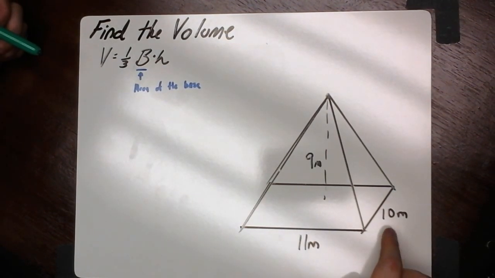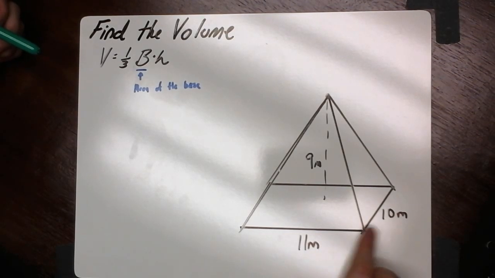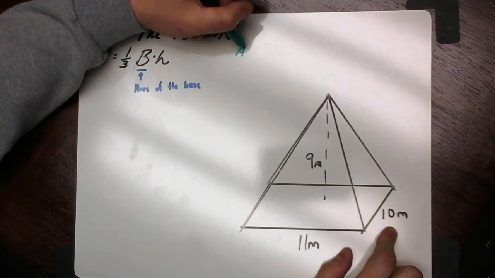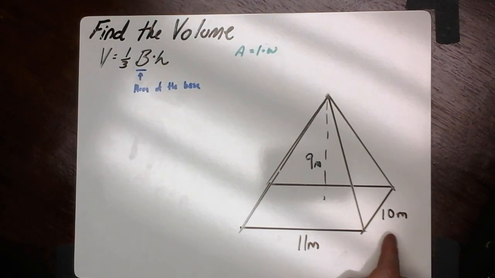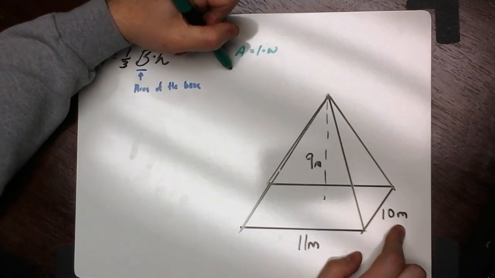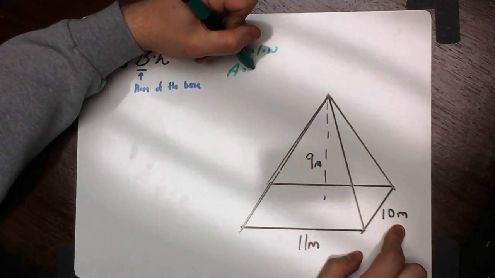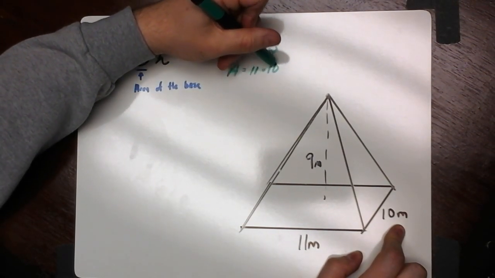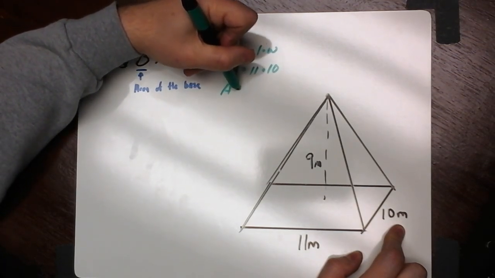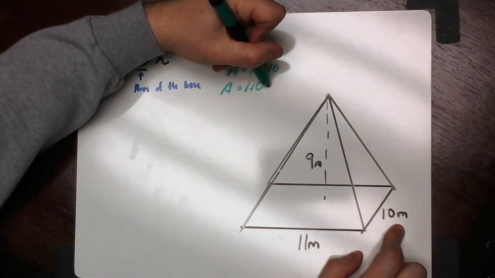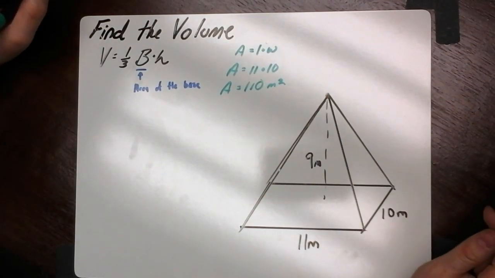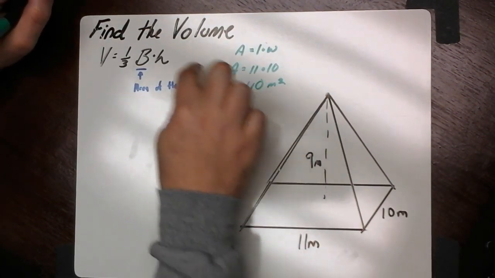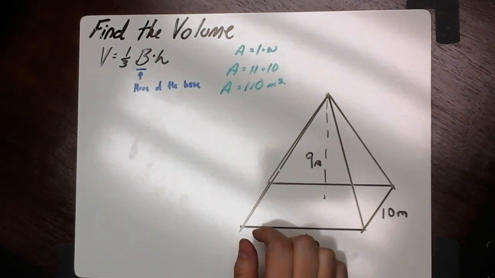So let's do that. The area of the base here is a rectangle. The shape of the base is a rectangle. So the area of a rectangle is length times width. Okay? So 11 times 10. That's 11 meters times 10 meters, which is going to give me 110. And I'm going to just write this here just for fun. It's really not that helpful. Meters squared.